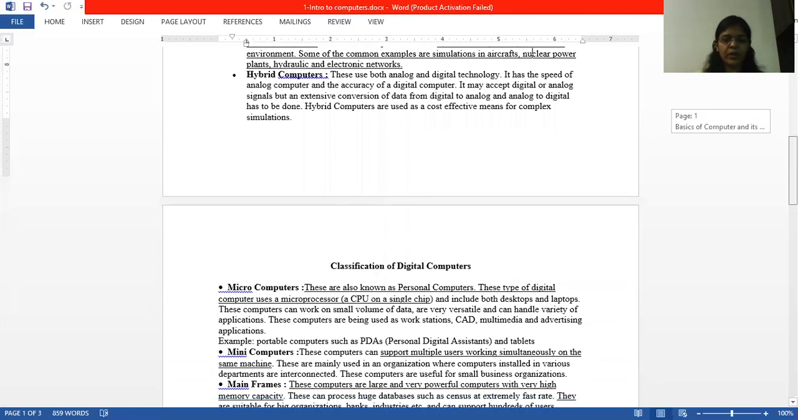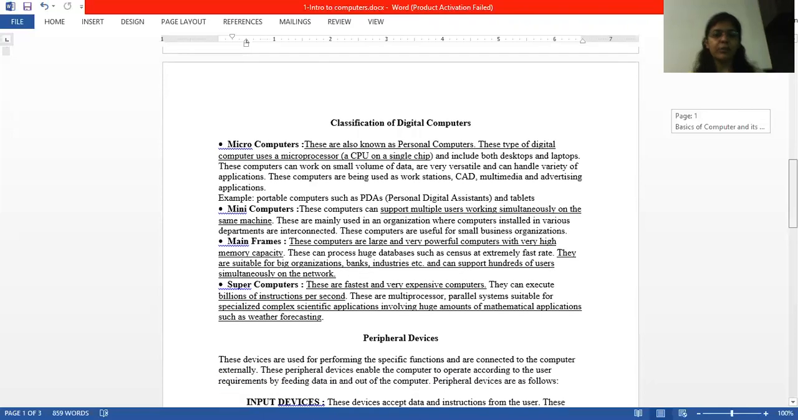Now coming to our next topic, classification of digital computers. Mostly we use digital computers, and digital computers have their own categories. What are these categories? They are classified on the basis of size, on the basis of processing, on the basis of the processors used, and on the basis of the number of people who can connect. The digital computers which we normally use are classified further.